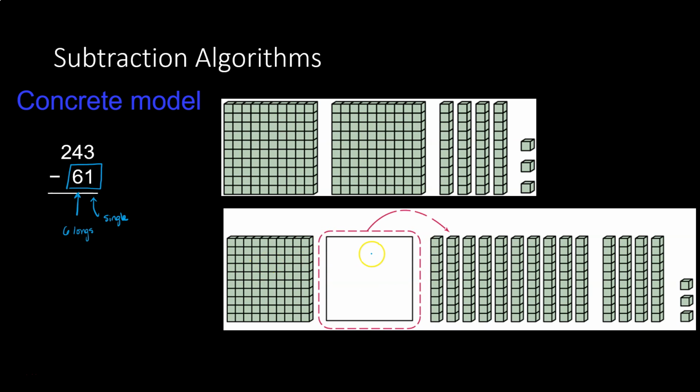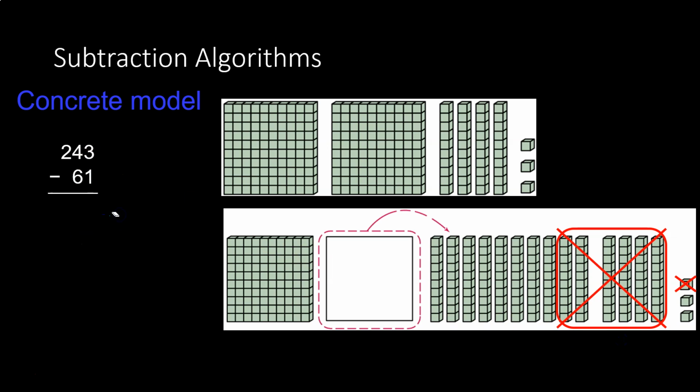So if I crack open one of those flats, I generate 10 longs. And that is in addition to the 4 longs that were already there. So now I'm going to subtract 6 of those longs and 1 single. That would leave me behind 1 flat, 8 longs, 2 singles.